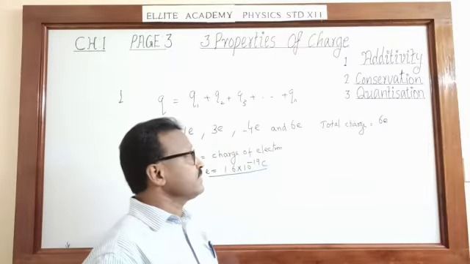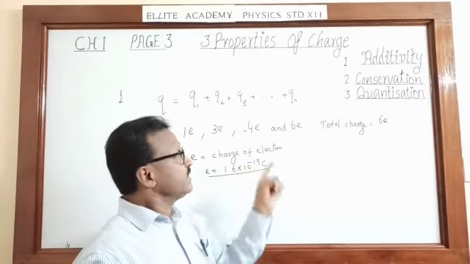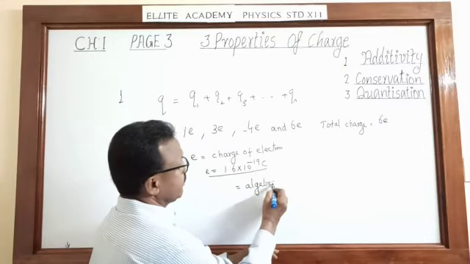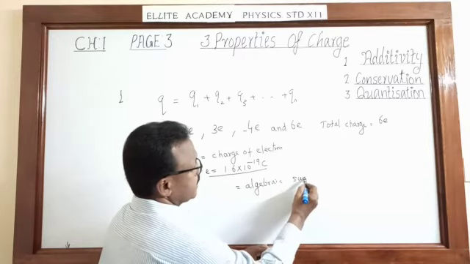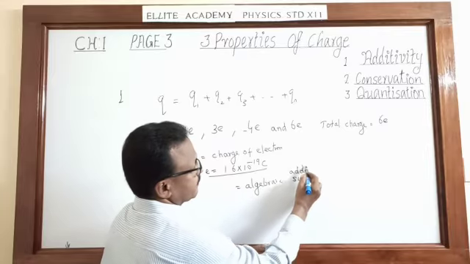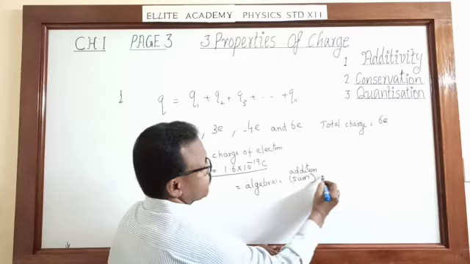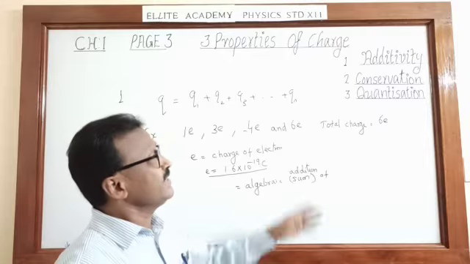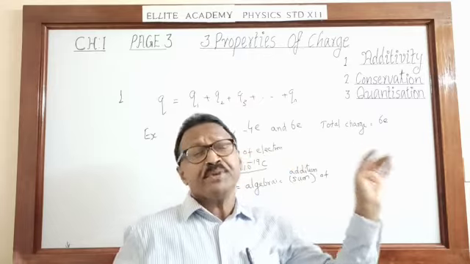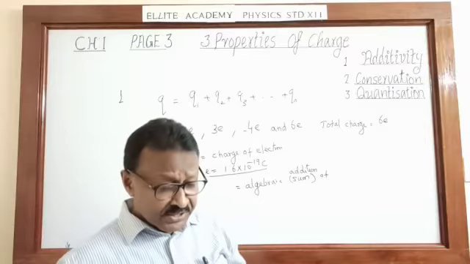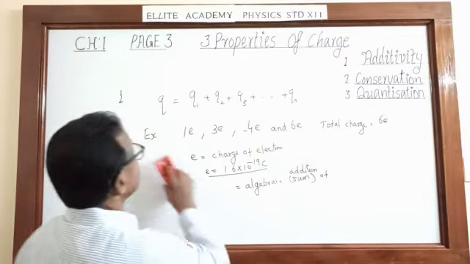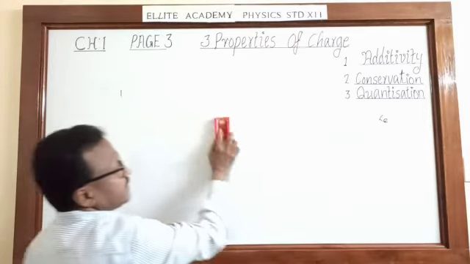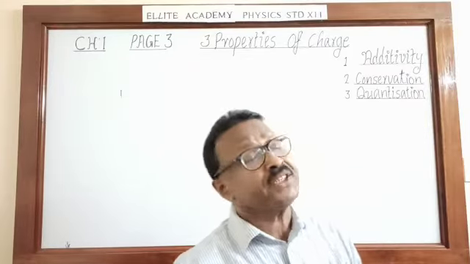So I put it in a sentence: the total charge on a body is the algebraic sum of individual charges. Algebraic sum means algebraic addition of individual charges. That means positive and negative must be taken care of. Additivity means make the addition of the charges considering the sign conventions in mind. So the total charge on a body is the algebraic addition of the charges present.